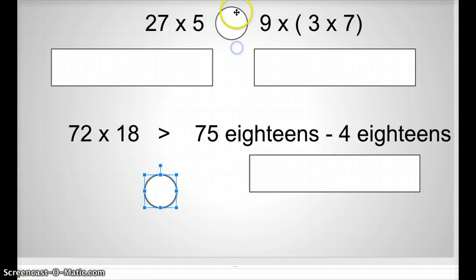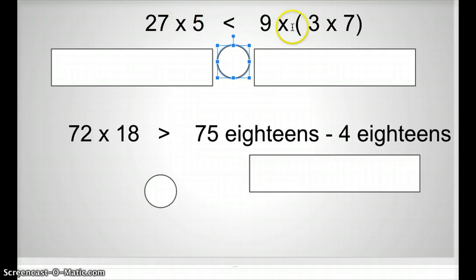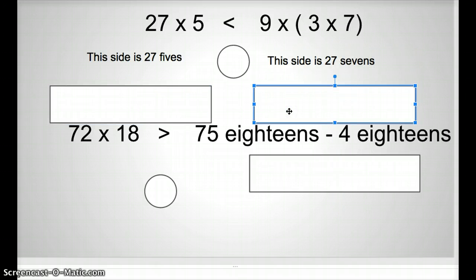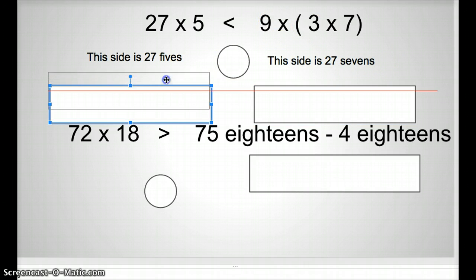What you should have had is the less than symbol. 27 times 5 is less than 9 times 3 times 7. When you look at this, what is 9 times 3? It's 27. So I can get 27, which equals that 27 over here. But here I have 27 5s. Here I have 27 7s. So this side has 27 5s, this side has 27 7s. So all you really have to say is to explain why they're bigger. But you don't have to calculate anything to figure that out.